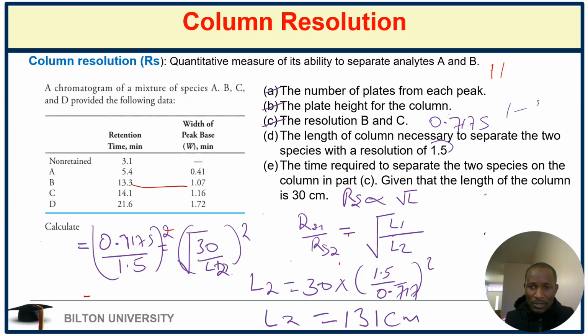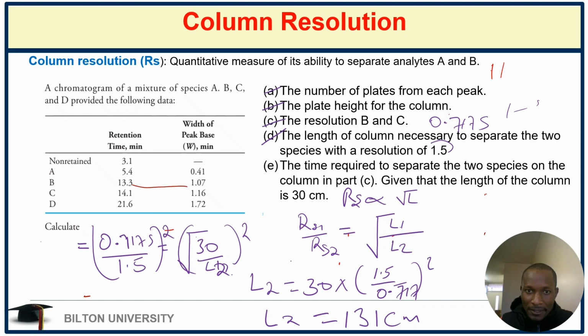And when the separation is good, what does it tell us? The length of the column has to be bigger. And you can see with the length of 131 centimeter, we are getting a better column resolution. So that's how we calculate the length of the column in regard to the second resolution. So part D is done.